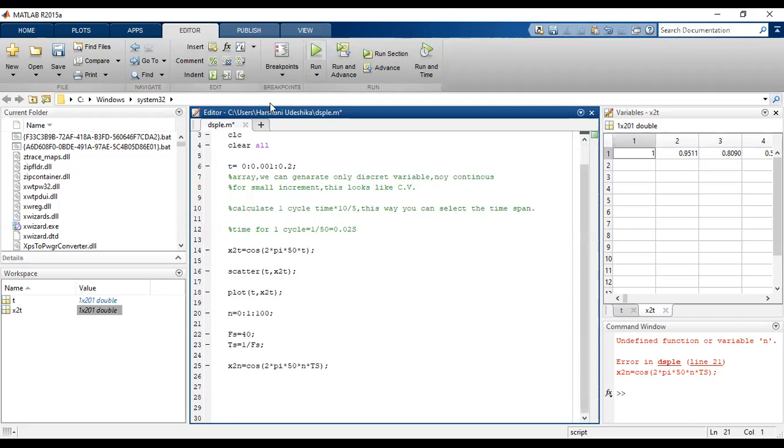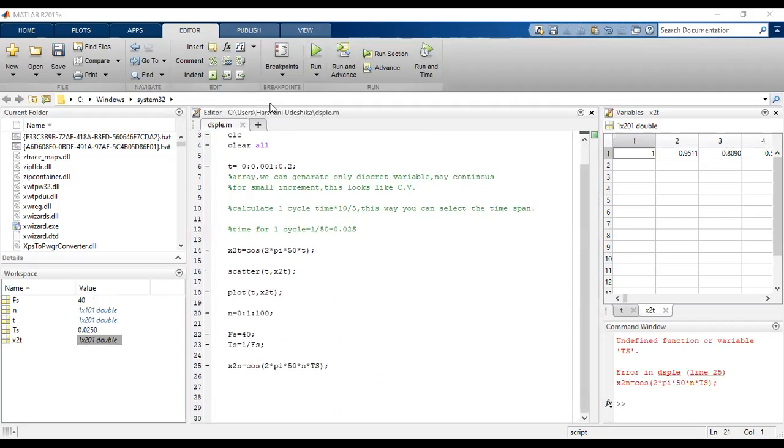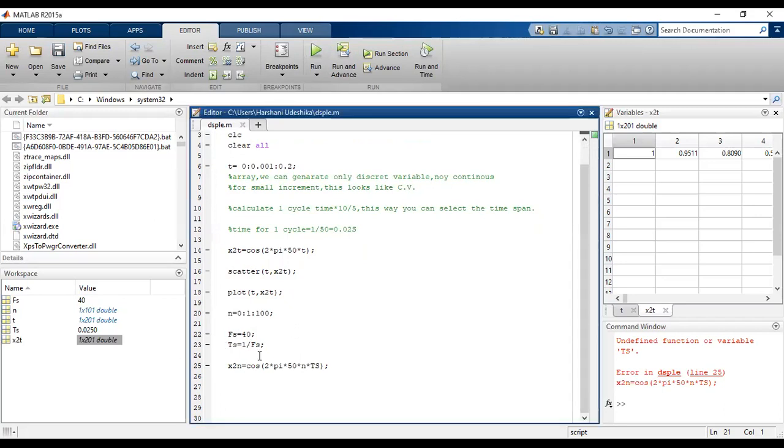If you run this, I still haven't plotted it, so you need to plot this one also. I can write plot. Maybe you think that because Ts is a constant... no, now the independent variable is n, so I will write n here. That is the independent variable, and the dependent variable is x2n. Sorry, I forgot to tell something.